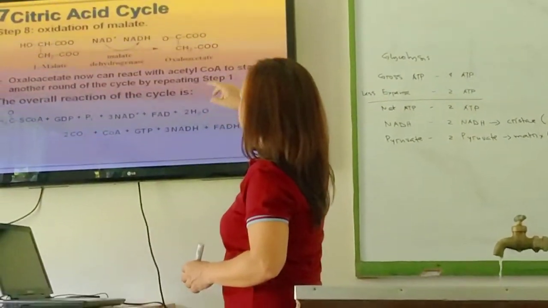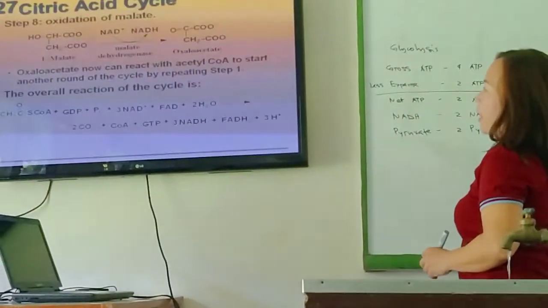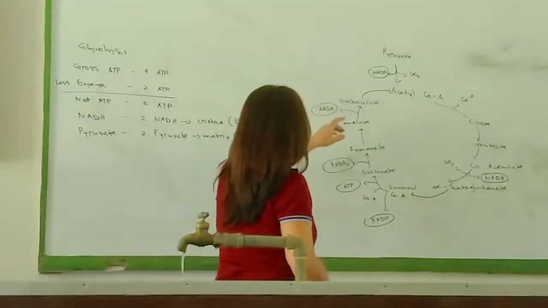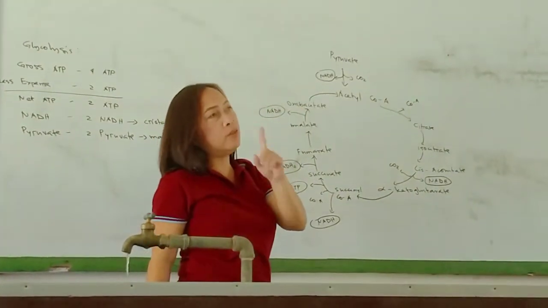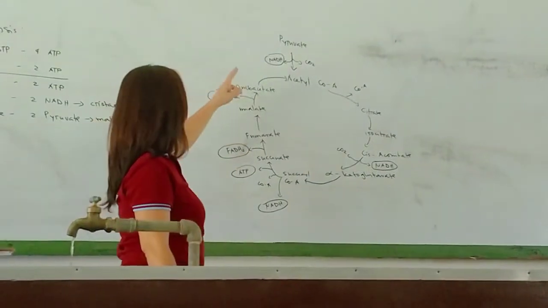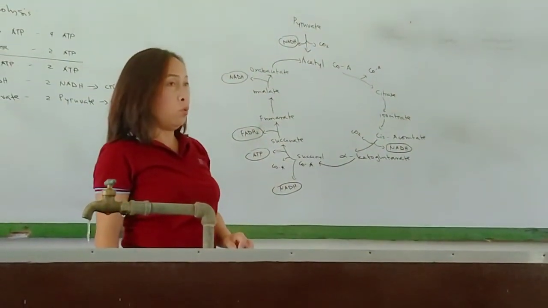That is energy currency. And we have the oxaloacetate, which can react with acetyl-CoA to start another round by repeating step 1. Since 1 molecule of glucose gives you 2 pyruvate molecules, whatever is the product here will be multiplied by 2.